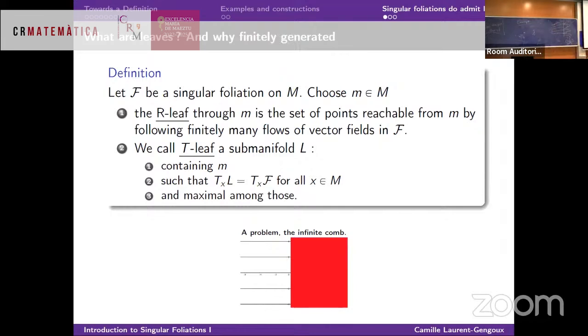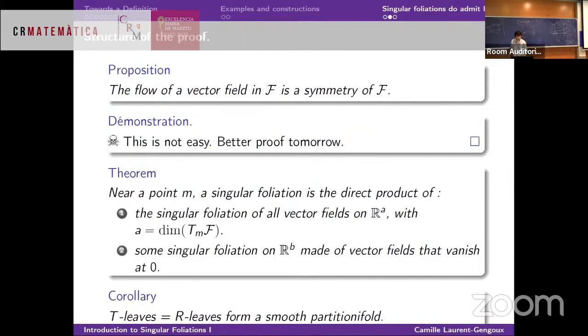But it's not a T leaf. Well, the R leaf is everything. So in particular, the vector V is tangent to the R leaf, and I don't want it to be tangent to the R leaf. It was a T leaf, because the only thing allowed is the horizontal direction. So that's why you need locally finitely generated. It's to avoid issues like the infinite comp. Okay. So 5 minutes left.